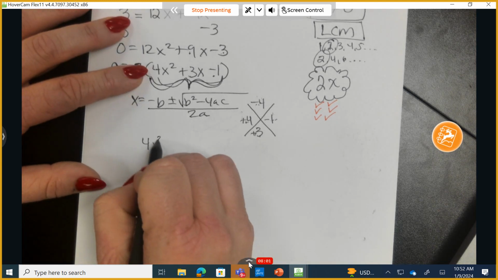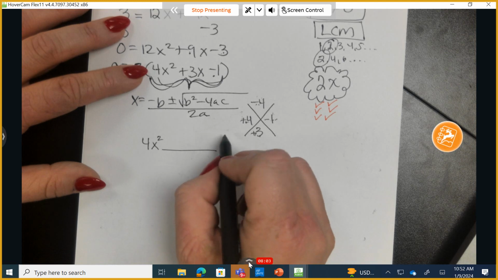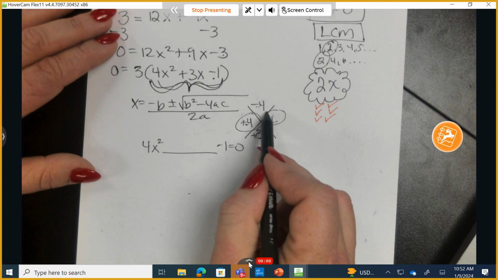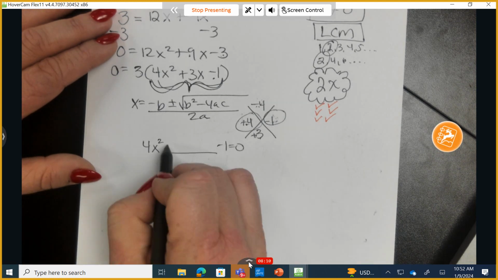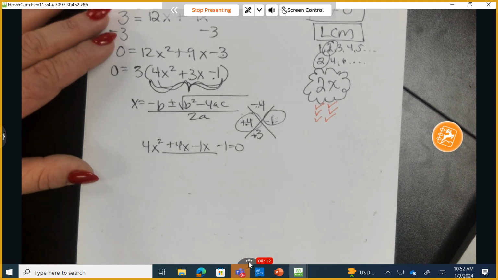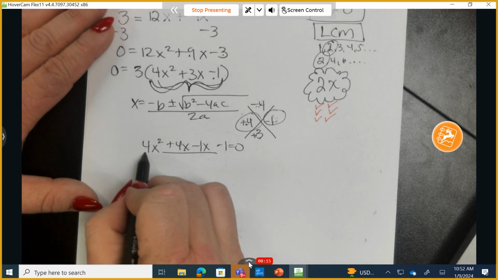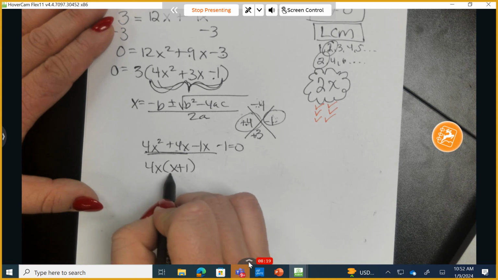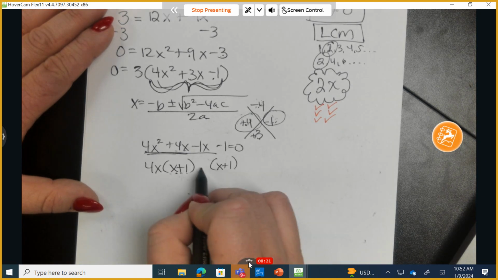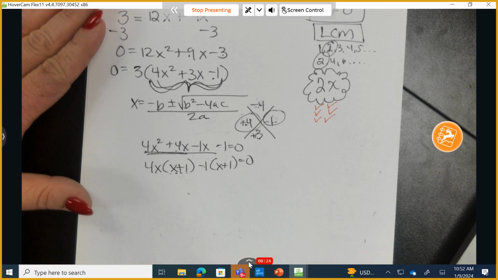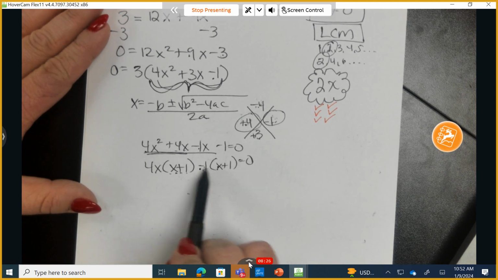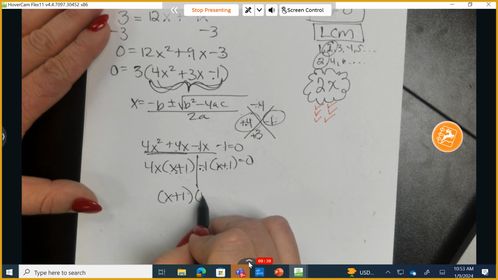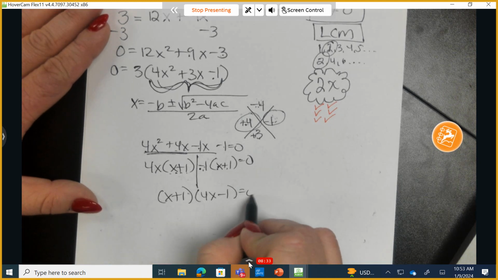Most of you prefer to use this AC plus B method, so it looks like this. I take the two values that I was able to identify to factor and go plus 4x and minus 1x. This is a factoring method. I can factor out a 4x, and then I take whatever I have from that first part and rewrite it. And I identified that magical number, so negative 1 times x and negative 1 times 1. Now the front and the back half both have an x plus 1, and the front part is a 4x and the back half is a negative 1.